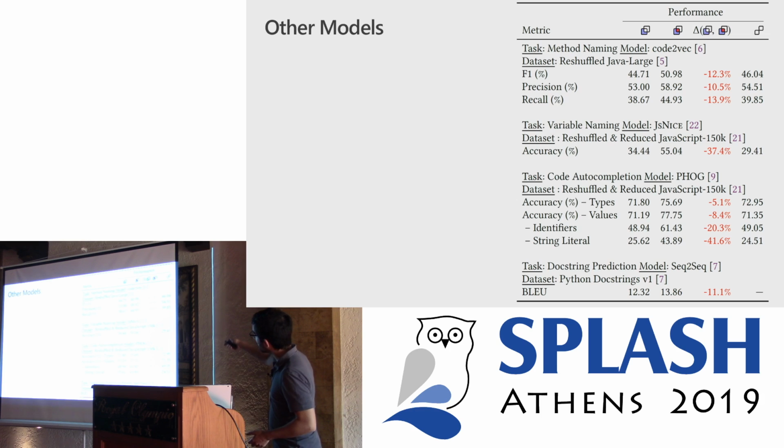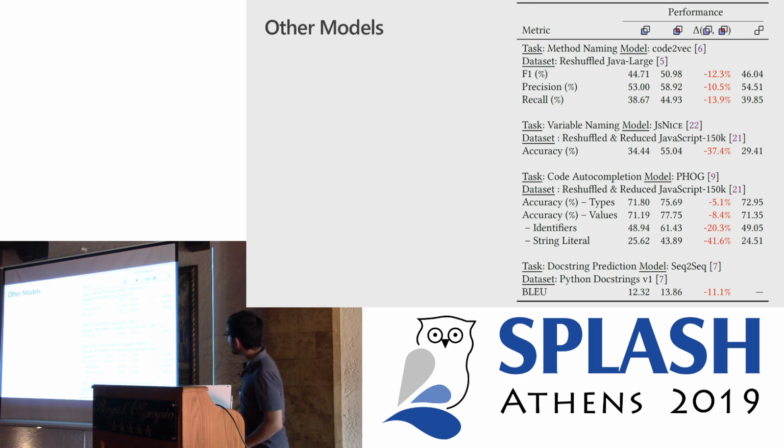You can also see that different tasks and different metrics are affected differently, which was the same thing we saw before. So PHOG, this model from the ETH group in Zurich, is an auto-completion model again. It's a slightly different one. It's not based on neural networks. These two are not based on neural networks. So I'm just trying to show that both neural network and non-neural network models are affected by this problem.